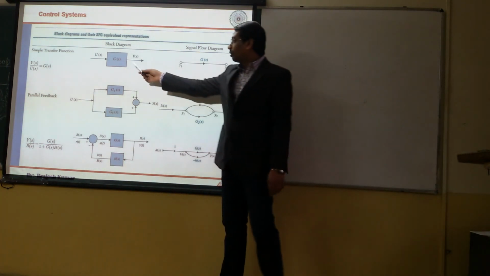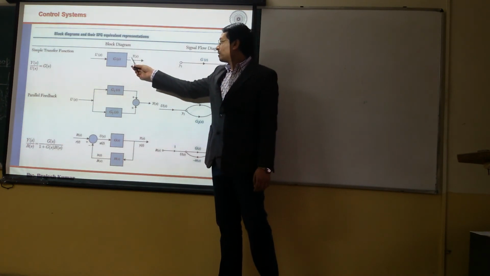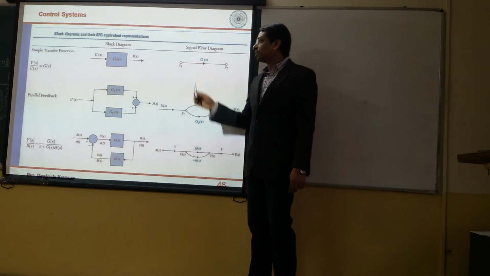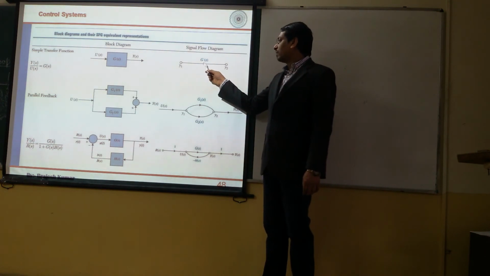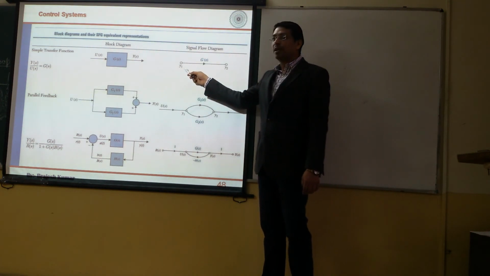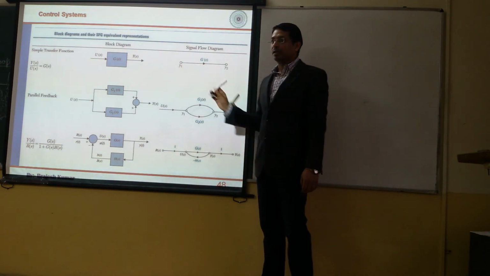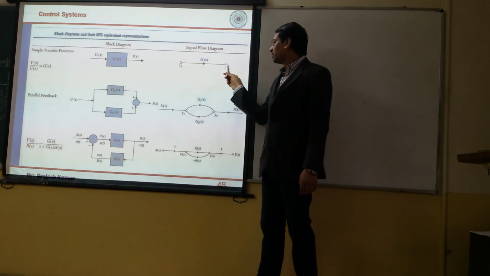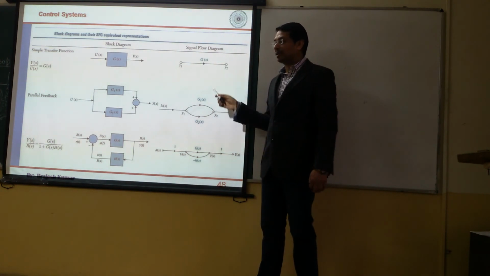Here, a simple block is there, input is US and output is YS, and the gain is GS. So the gain GS will be written above the path, Y1 will be equal to US, and Y2 will be equal to YS. Variables are represented as nodes, and gains are written above the corresponding directional path.